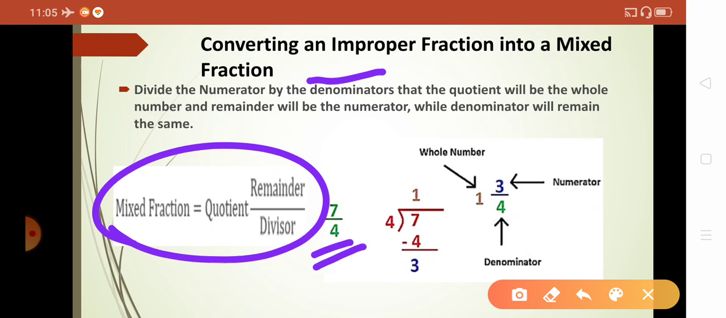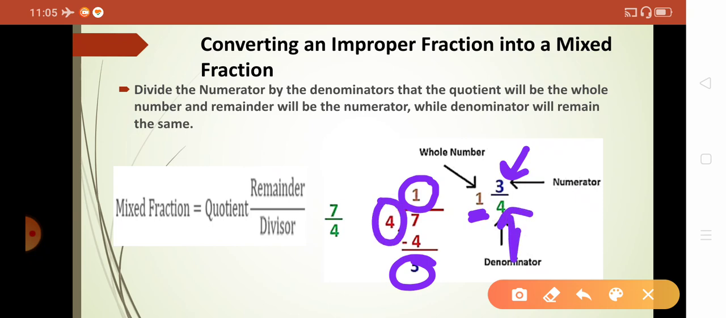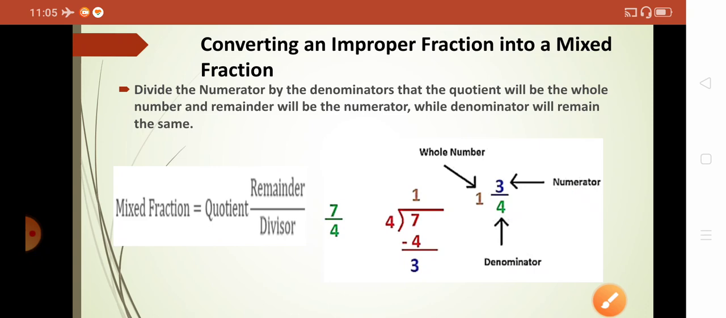For example, you have 7 by 4. So how will you convert this? First of all, you will divide 7 by 4. 4 ones are 4. We will be left with the remainder 3. So we will write this quotient as the complete number, this remainder as our numerator, and this divisor as our denominator. So this is the way to write an improper fraction as a mixed fraction.